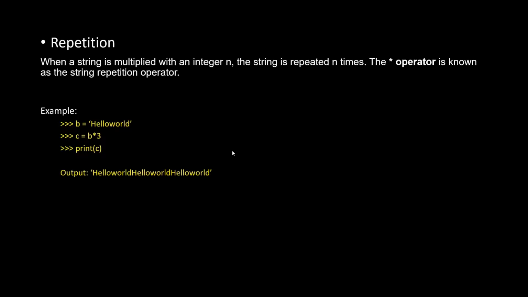And now we want to see what is repetition. Simply we can say repetition is multiplication. When a string is multiplied with an integer n, the string is repeated n times. That operation is the star operation. It means asterisk, and asterisk means multiplication in programming languages. Here the example: b is equals to hello world, c is equals to b asterisk 3, means b is multiplied 3 times. So we get the output hello world, hello world, hello world. Multiplying a string with a numeric number is known as repetition.